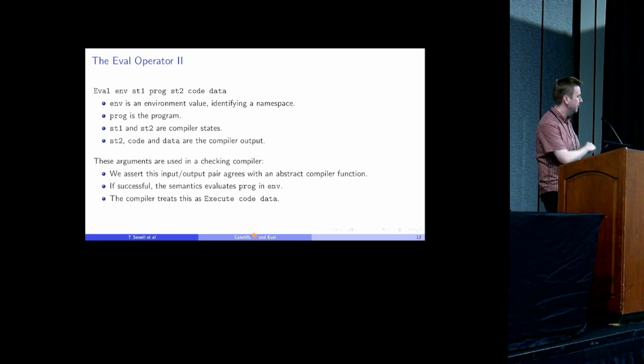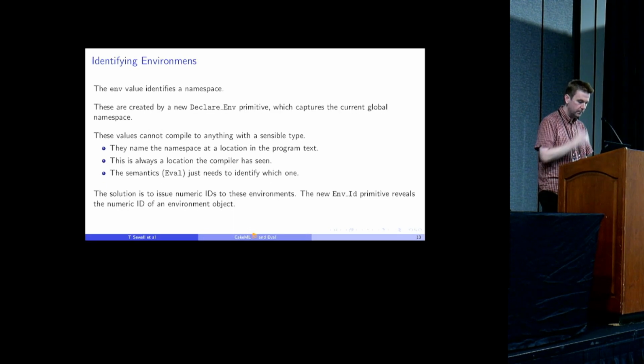And then the semantics ignores most of the arguments, and if that succeeds it just evaluates the program in this environment, and the compiler ignores most of the arguments as well and basically just treats this as execute of the final arguments. So that's how we manage introducing a dynamic program, having that be valuable in the semantics, and also have that make sense in the compilation of the language.